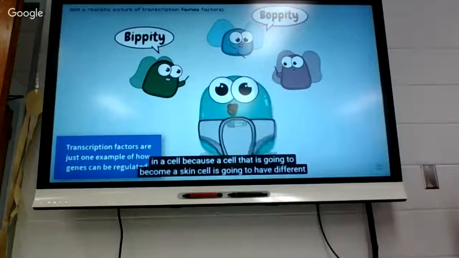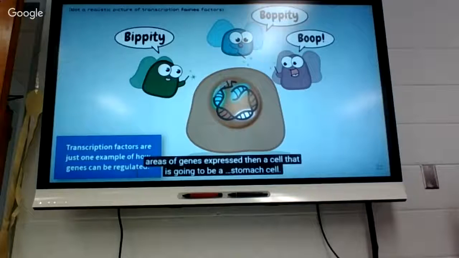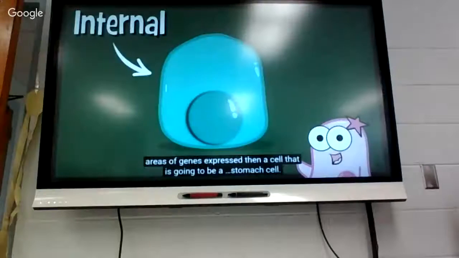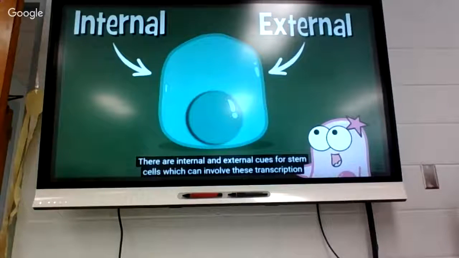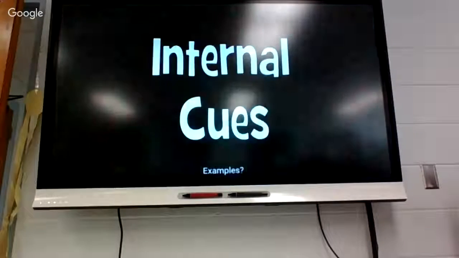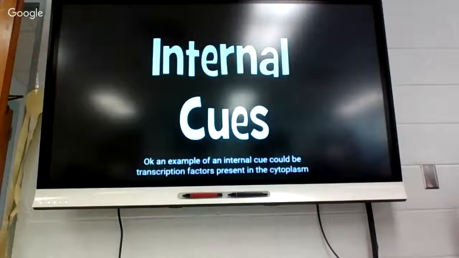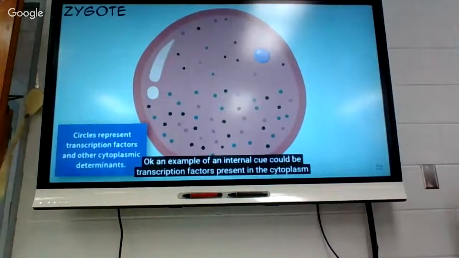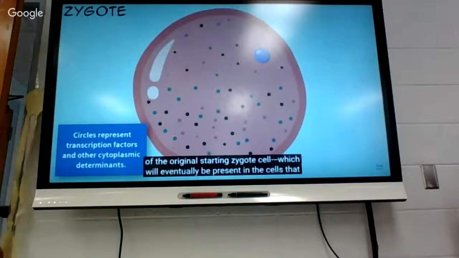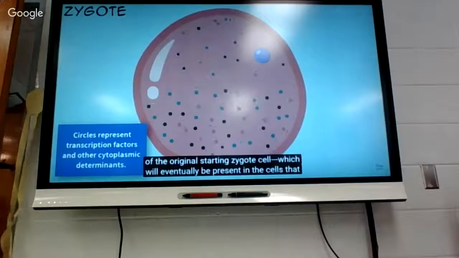That means transcription factors have a major role in determining which genes are expressed in a cell. Because a cell that's going to become a skin cell is going to have different areas of genes expressed than a cell that's going to become a stomach cell. There are both internal and external cues for stem cells, which can involve these transcription factors. An example of an internal cue could be transcription factors present in the cytoplasm of the original starting zygote cell, which will eventually be present in the cells that come from it.